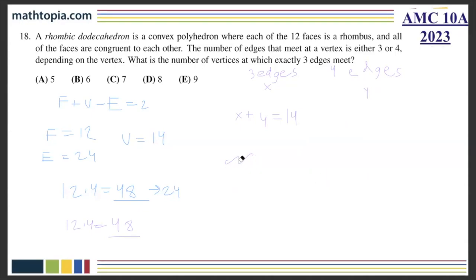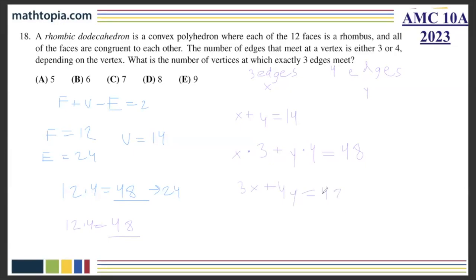So what does this equate to? How do we account for all 48 of these vertices? At every one of the x vertices that have 3 faces meeting, that is a total of 3 vertices of the rhombi. And for every one of the y vertices where 4 of them meet, that should be multiplied by 4 because there are 4 total vertices overlapping there. When we do that, we are triple counting and quadruple counting in order to get the total number of vertices with multiplicity, which is 48, as we just found, 12 times 4. So that gives us our second equation here: 3x plus 4y is equal to 48.